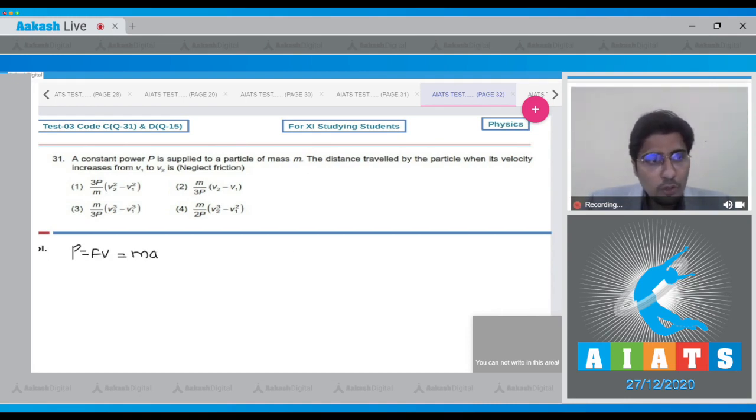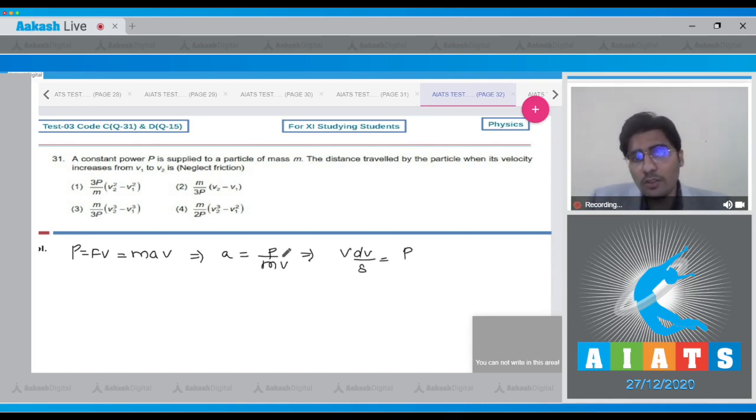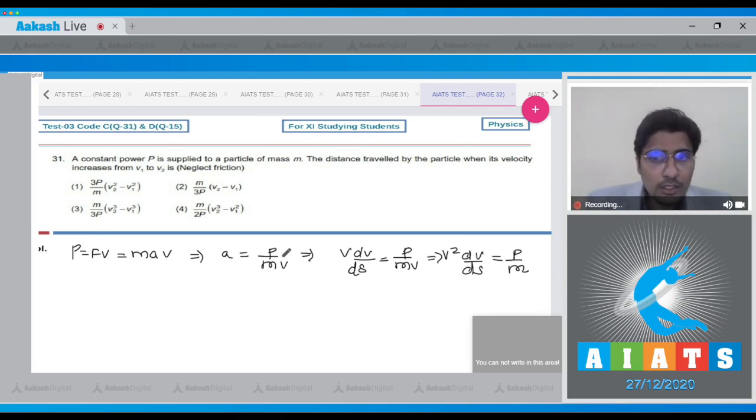So this will be ma into v. From this we can write down that a will be equal to P by mv. Now acceleration can be written as v dv by ds, so this will be equal to P by mv. Further on, v square dv by ds will be equal to P by m. Now we can write down that the integral of v square dv will be equal to the integral of P by m ds.